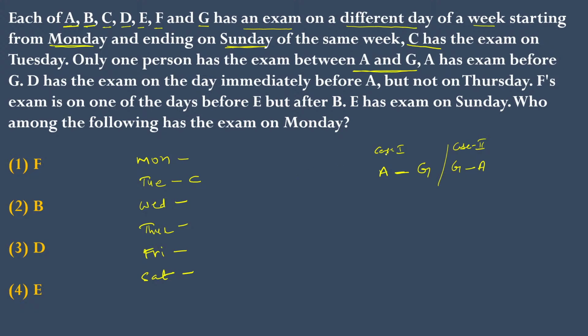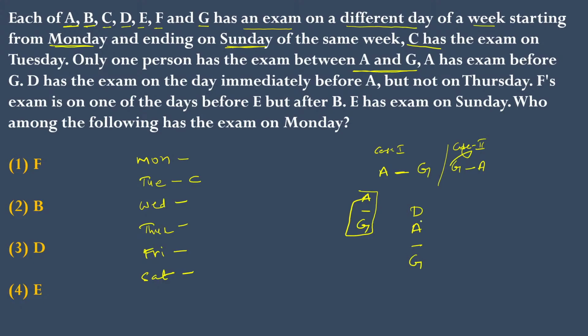Right. A has the exam before G. So here it is given that A has the exam before G, which means case 2 is false. Like this, A has the exam before G. D has the exam immediately before A. See that this is the information we already know.